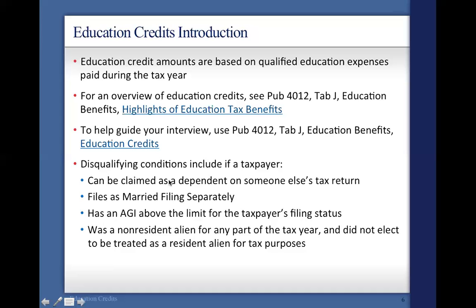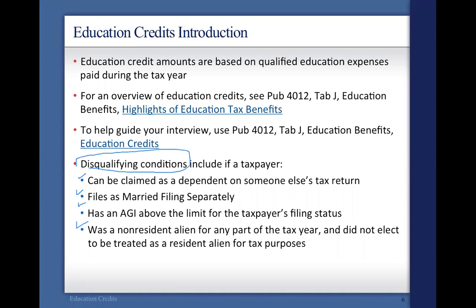People that cannot take this credit, so we have disqualifying conditions down here. 1, 2, 3, and 4. If you can be claimed as a dependent on someone else's tax return, that means that you are not permitted to take this credit, any credits. Does it mean your parents can't claim it? No.